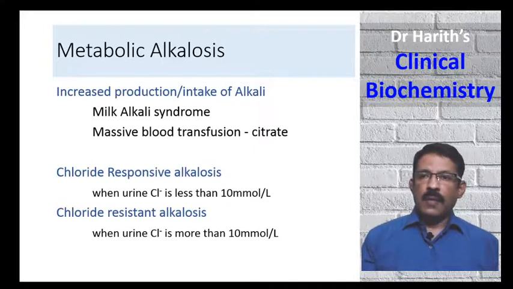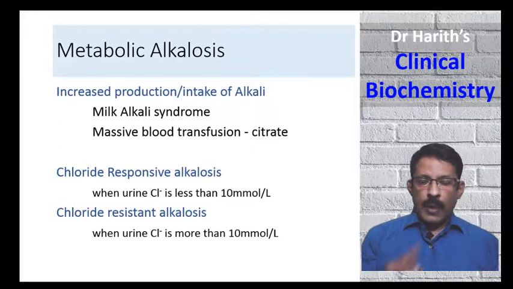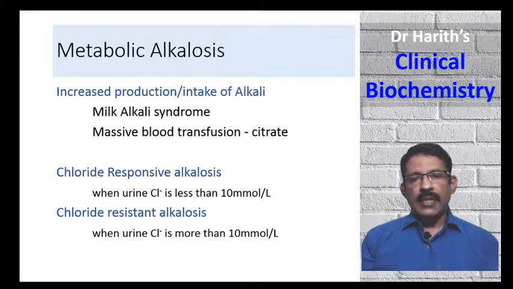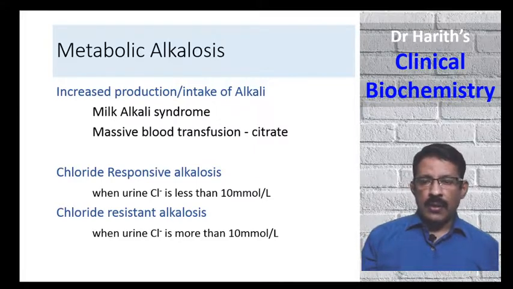Another condition where metabolic alkalosis commonly occurs is in patients who get massive blood transfusion of 3 to 5 units of blood. The citrate, which is used as an anticoagulant, when it comes in the blood unit, gets metabolized in the TCA cycle to produce bicarbonates. So, there is an increase in the bicarbonates, and this leads to metabolic alkalosis. Chloride responsive and chloride resistant alkalosis.